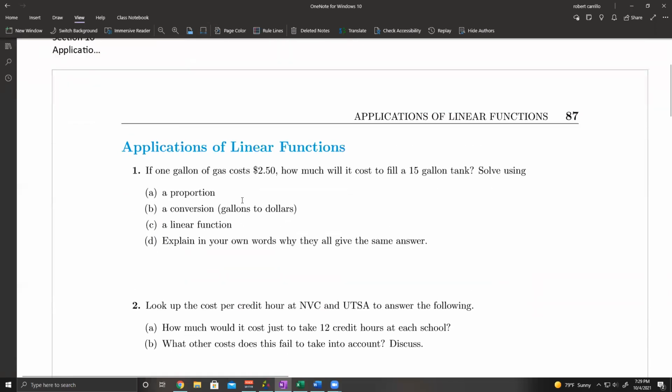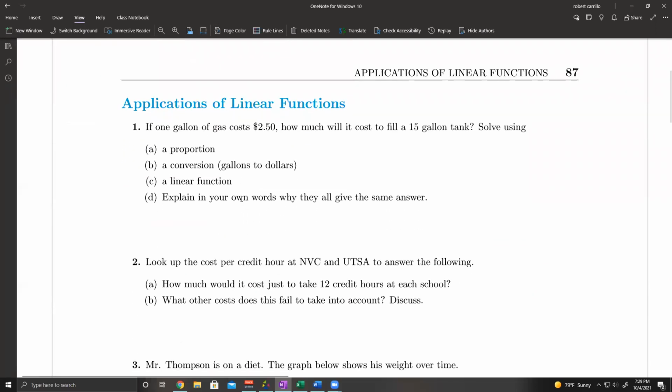All right. So number one, if 1 gallon of gas costs $2.50, how much will it cost to fill a 15-gallon tank? Solve this by using a proportion, a conversion, and a linear function, and explain why they all give the same answer. Oh, that's fun. Okay. So let's look at A.